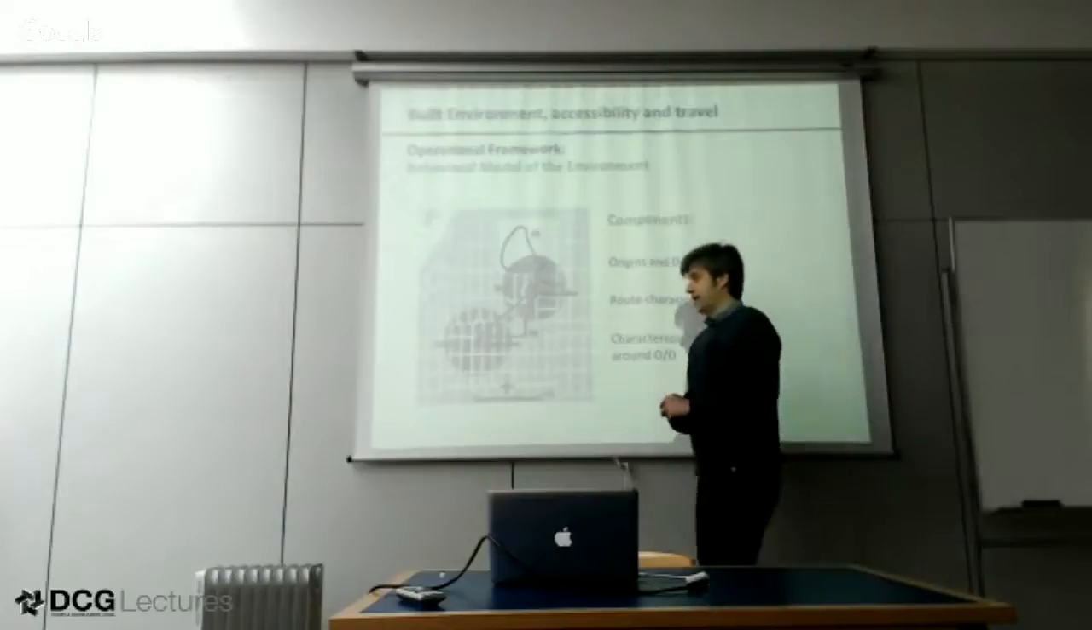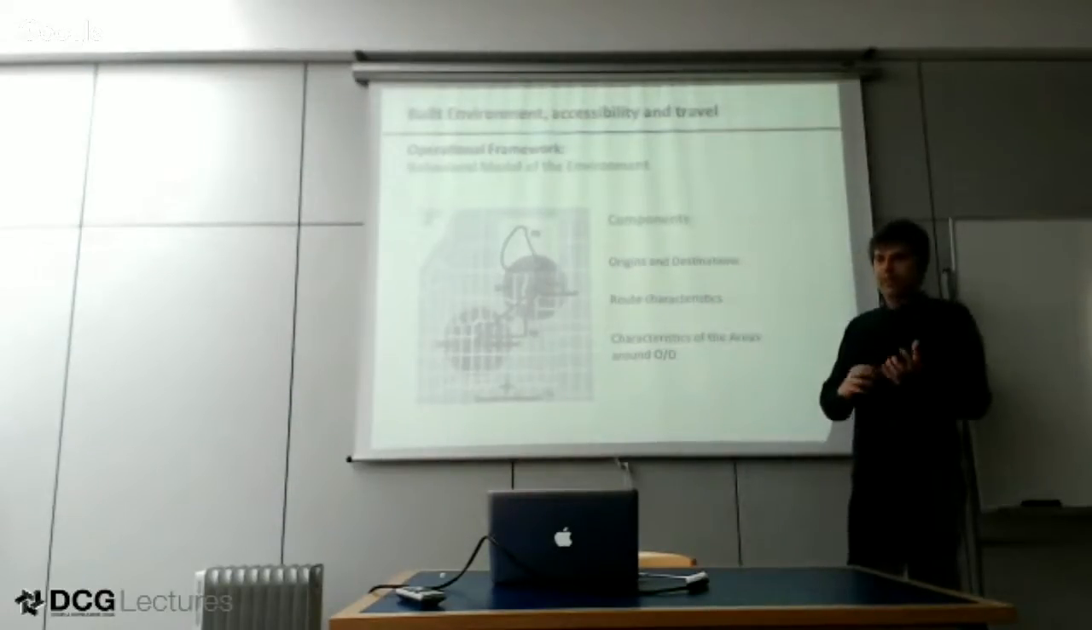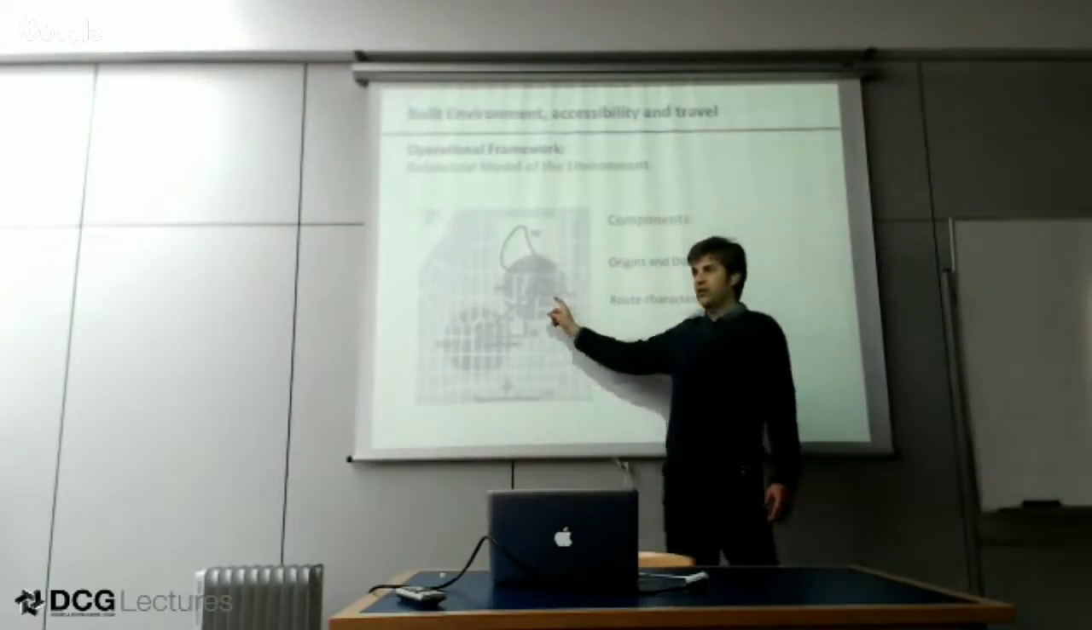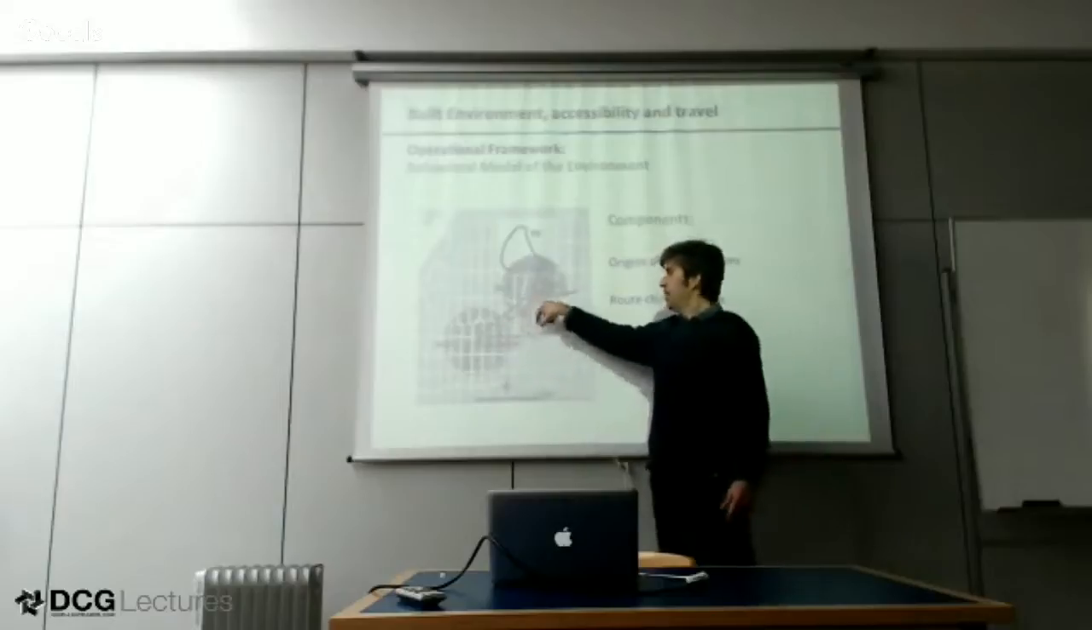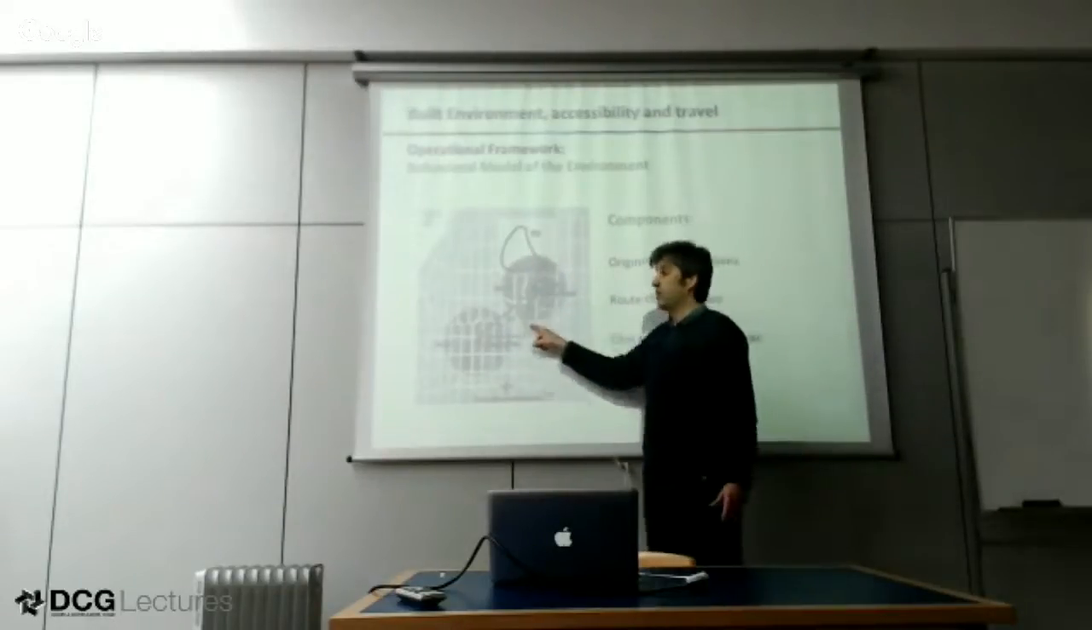And what it tells us is that when we want to understand the relationship between built environment and travel, we have to look at three different things. So where's the origin, what's the destination? What is the area, the characteristics of the area around it, and the characteristics of the route.